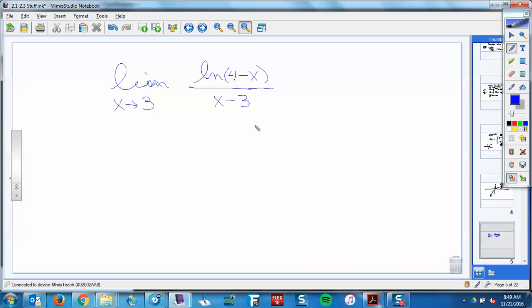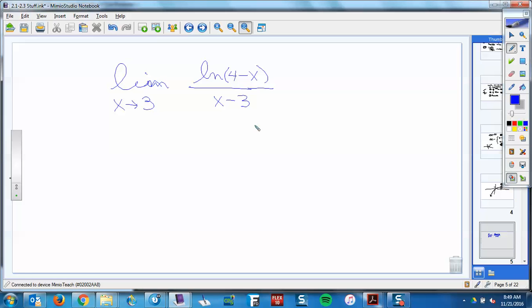So, if we were not going to use our calculators on this one, there's no algebra to do, right? We can't do anything with ln of 4 minus x. We can't distribute. It's not ln times, it's a function. It's ln of 4 minus x. We have x minus 3 on the bottom. We can't do it. If we plug in a 3, what's 4 minus 3?